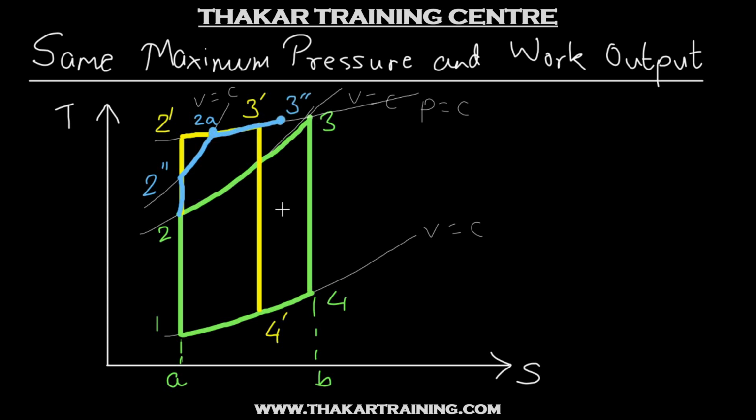I'll mark it as 3 double dash. So I'll mark the expansion process, and then the heat rejection will be along the line. And so this is point 4 double dash. Alright, this is point 4 double dash. I'll just rewrite those points. This is point 4 dash and this is 4 double dash.